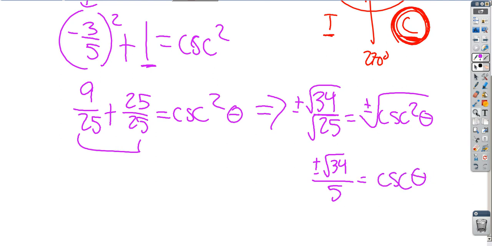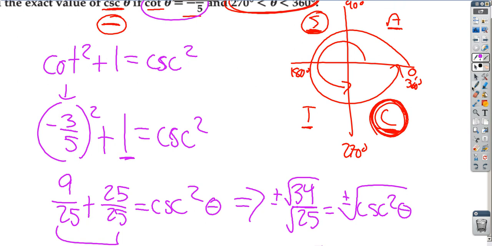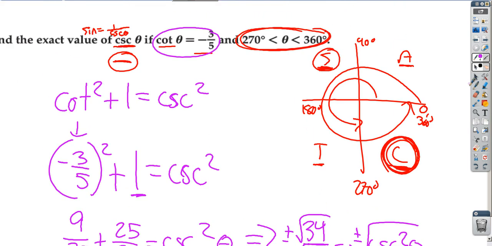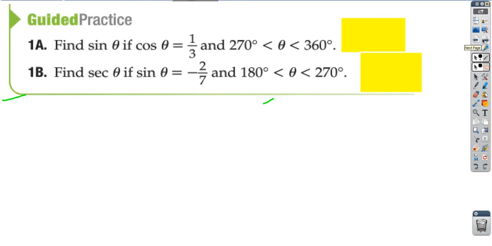How do we decide whether it's plus or minus? Well, we said at the beginning that we're in the fourth quadrant. That's what this is. And in the fourth quadrant cosec is negative. So this is going to be negative root 34 over 5. And that's how we use trig identities to solve. These are pretty much the same. So I think maybe we'll do one more here. Let's do 1b. Because 1b is a slight variation. 1a we kind of already did.